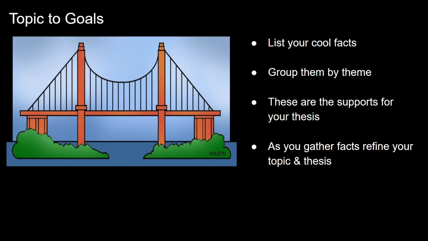So trying to move from, hey, here's my topic, into your goals. List your cool facts. If that means you're talking about them, great. If that means you're writing them down, that works too. Group them by theme. Okay, that was my, hey, women's lives. That's too broad. Okay, I have marriage and divorce. I have women in the economy. I have concubines and women of the palace. Okay, those are my themes. Let's split our facts up among those themes.